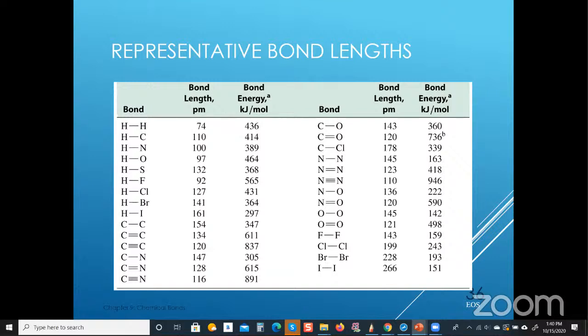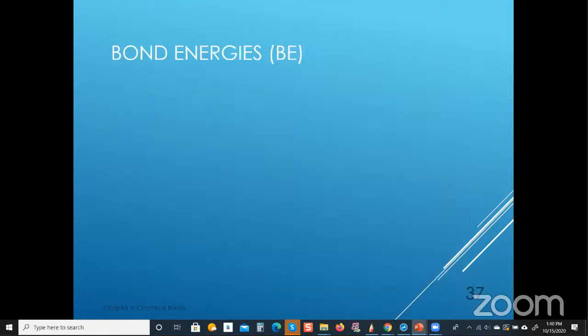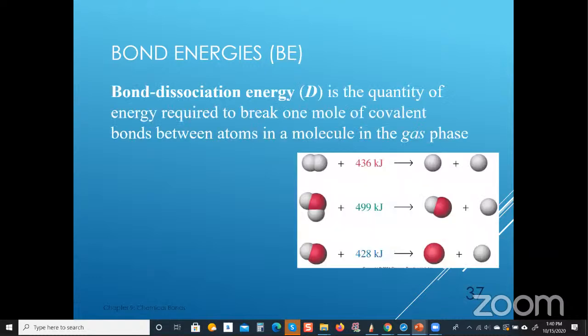Okay, so that's basically the bond lengths and the different factors that affect the bond lengths. I'm going to stop here because discussing bond energies will take a bit more time, and I don't want to start this topic and then stop in the middle of it. So that's it for today.